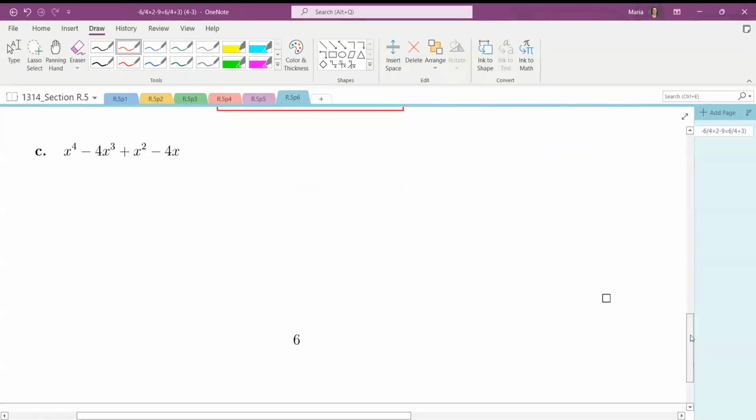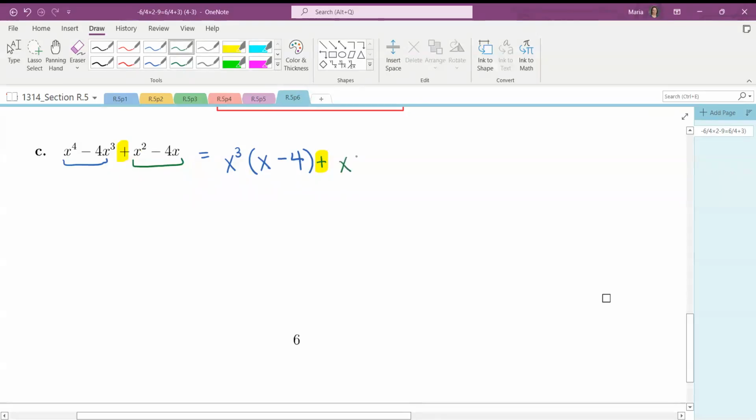All right, last one. We've got x to the fourth minus 4x cubed plus x squared minus 4x. Immediately, I see four terms, so let's go ahead and group. I'm going to group these two together, and I'm going to put these two together. We're going to go to each pair and take out what's in common. For the x to the fourth minus 4x cubed, I can remove an x cubed. So what's going to be left? It's going to be x minus 4. And then you want to keep that plus sign in the middle here.